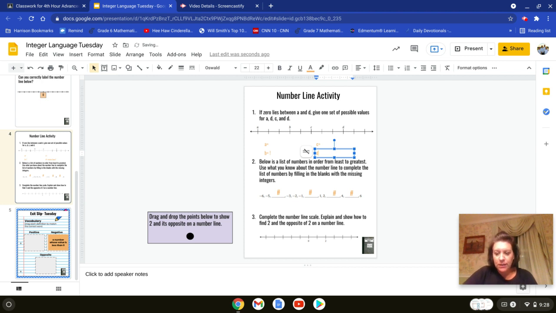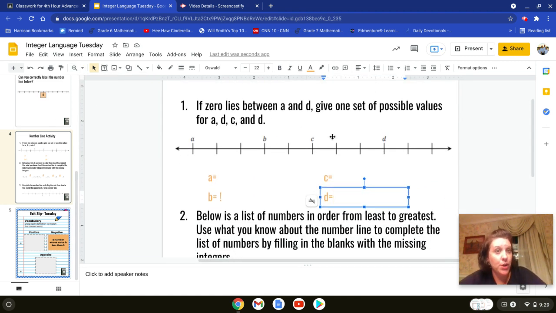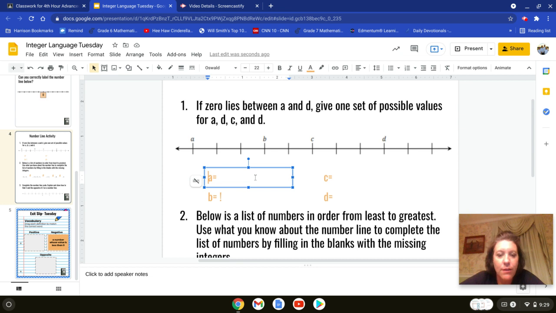I'm going to zoom in a little bit just so you can see what I'm talking about. We don't know, according to this number line, clearly it's not numbered. So it's saying if you were to put 0 somewhere on this number line, what are your values for A and B and C and D? But A can't be 0. D can't be 0. But maybe C could.